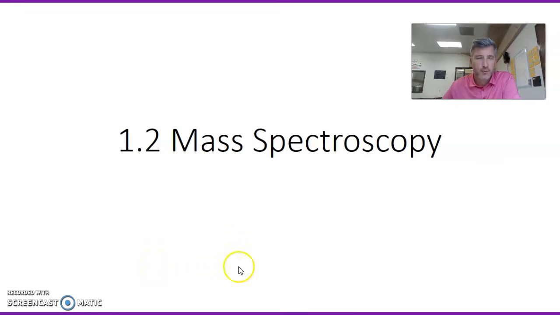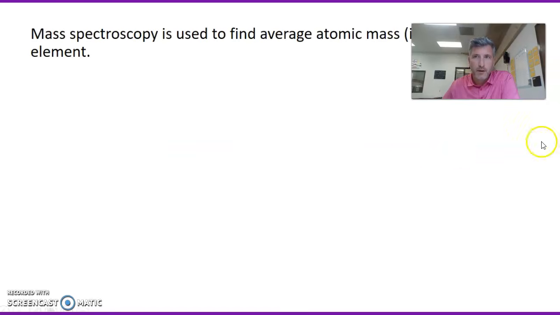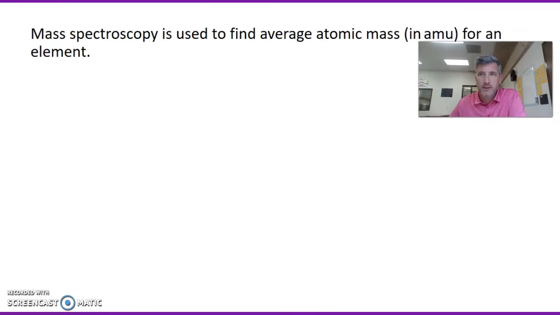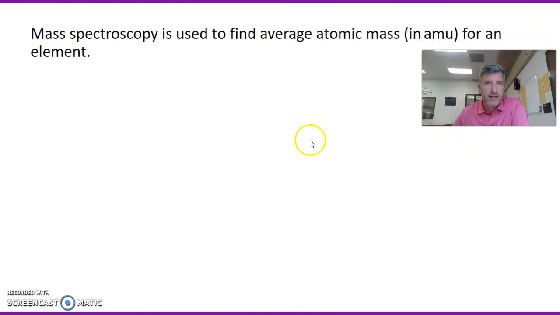Okay, so section 1.2, mass spectroscopy. Sounds more complicated than it is. It's actually pretty simple. It has to do with the atomic masses of elements, which you've already seen, and in some cases you've already calculated before. So mass spectroscopy is just what we use to find the average mass in AMU for an element.